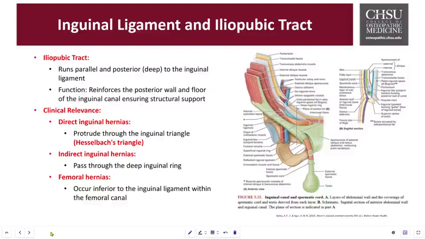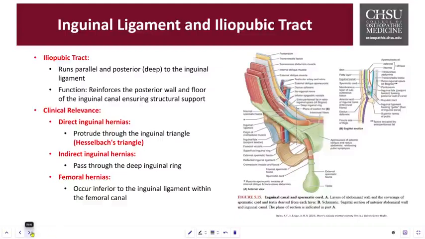So the clinical relevance here is that direct inguinal hernias protrude through the inguinal triangle, the Hesselbach triangle. Indirect inguinal hernias pass through the deep inguinal ring, so it's more lateral. And then femoral hernias occur inferior to the inguinal ligament within the femoral canal.